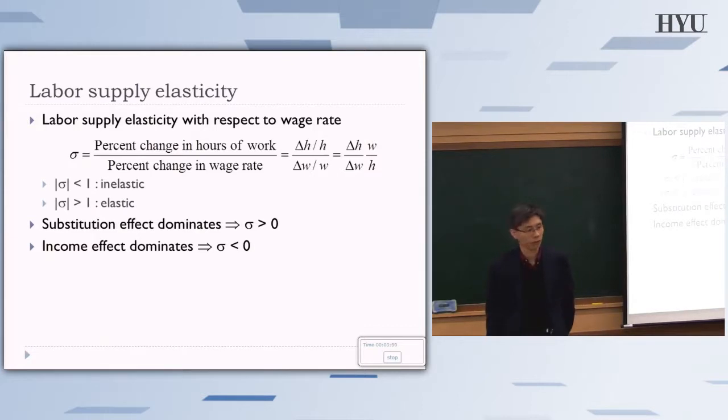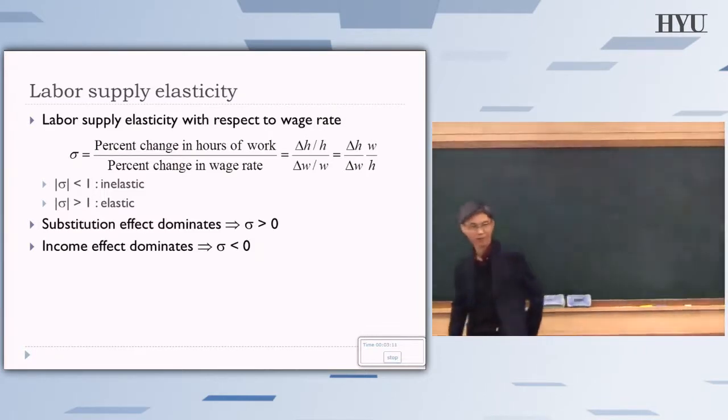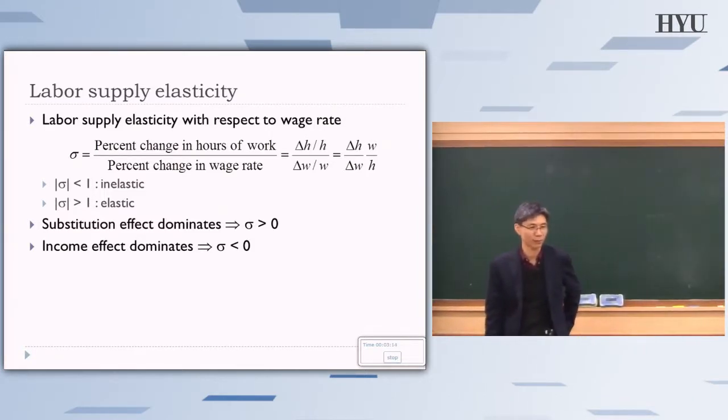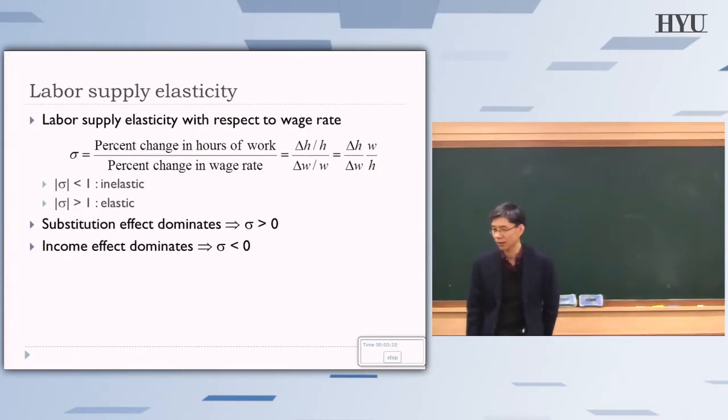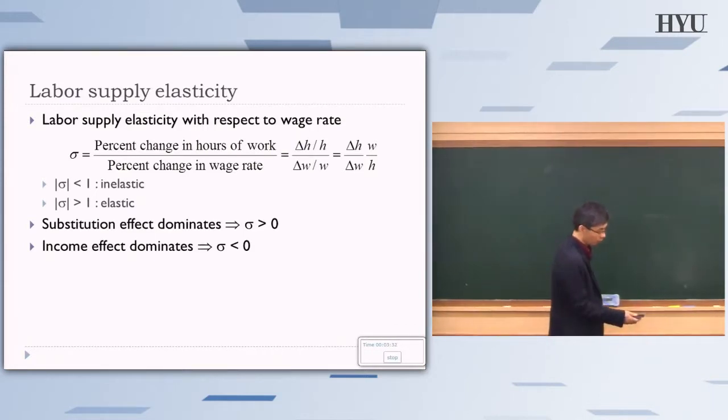So when wages go up, hours of work will decrease due to what effect? It's either substitution or income. So wage goes up, then by what effect should work hours increase? Substitution effect, okay, and decrease by the income effect. So when we combine them, we get the final result.